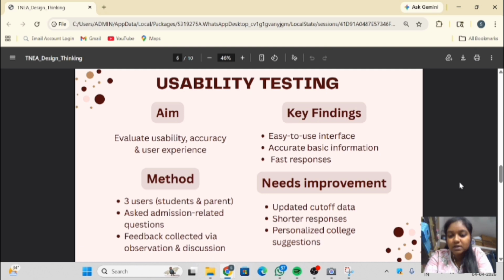These suggestions were valuable because they help us understand how the system can be improved in future versions. Overall, the results of usability testing were positive, and the system successfully helped users obtain information related to the TNEA counseling process in a simple and efficient way.